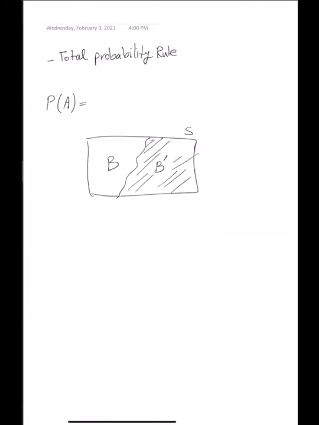So for example, if this is my sample space, here I can divide this sample space into two sections. I call one B, and the other one I can call anything, or I can just say B complement. But this is simply B complement, which is basically anything in sample space S which is not in B.